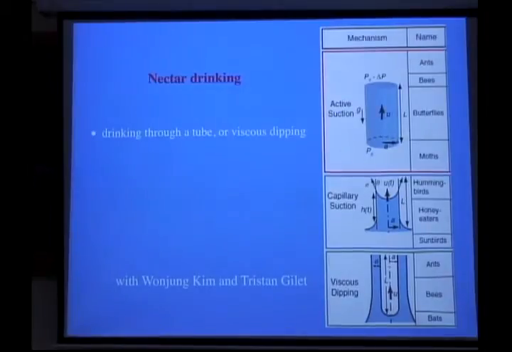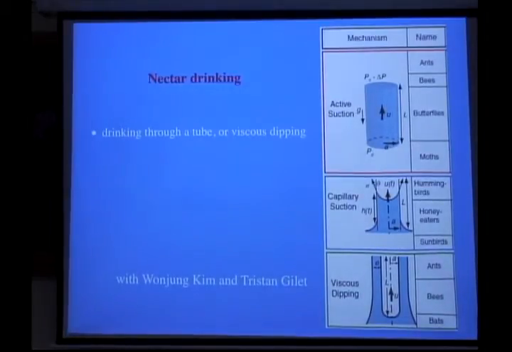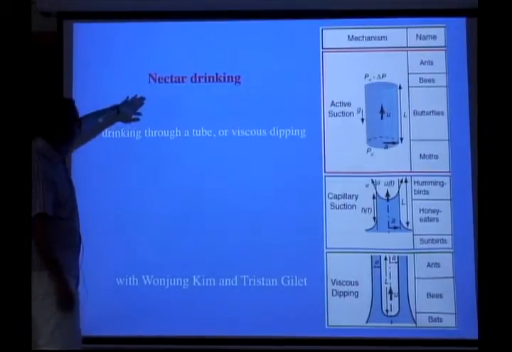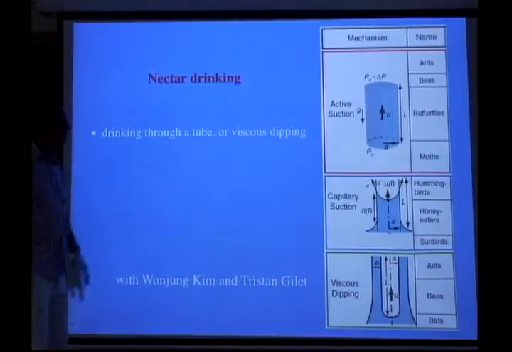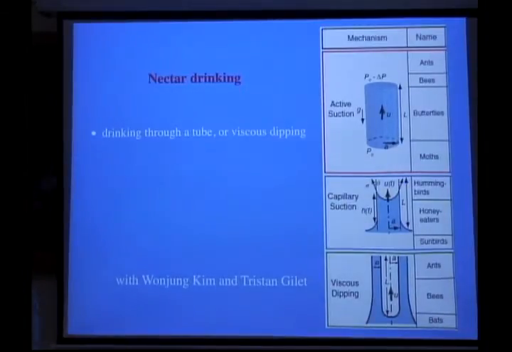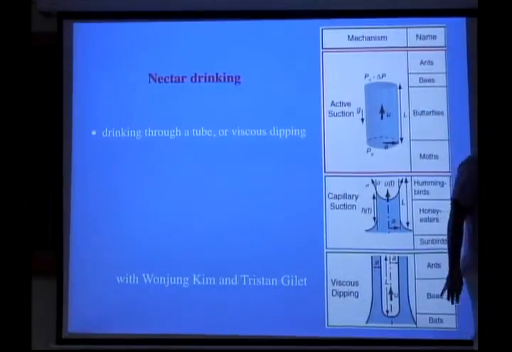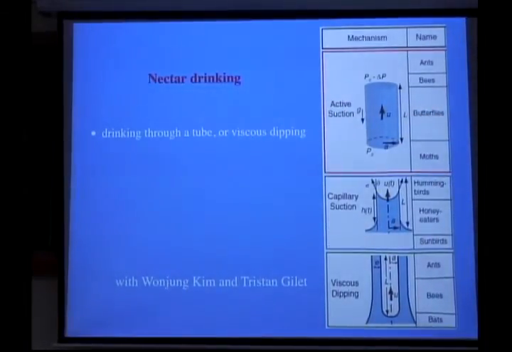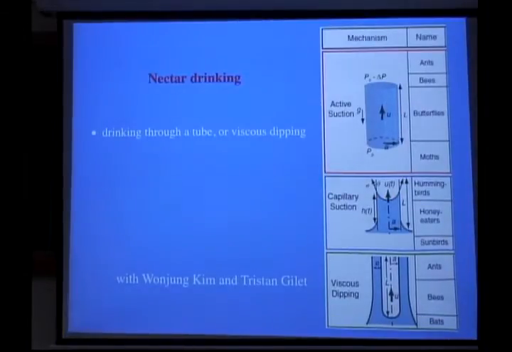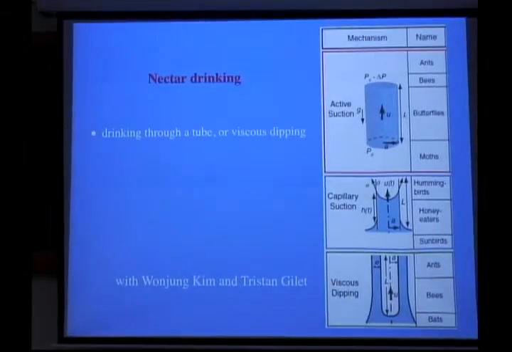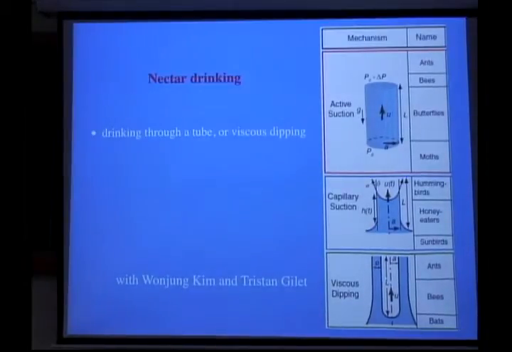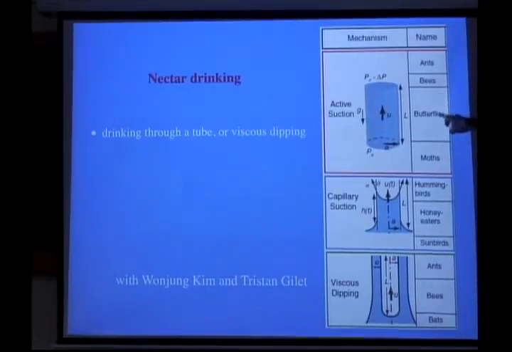Now, we're thinking specifically of water. There are also a lot of creatures that not only drink but feed on nectar. So this is their principal source of energy, and they basically get this from flowers. Flowers attract the creatures by offering them honey, nectar, and in exchange they pollinate the plants. There are three basic mechanisms for nectar drinking. So first is active suction, where you apply a suction through a tube and draw nectar up. This is used by ants, bees, butterflies, and moths.